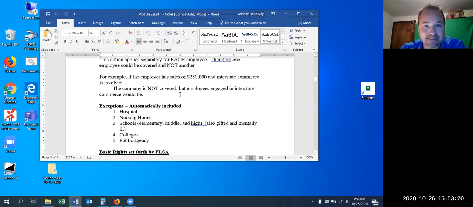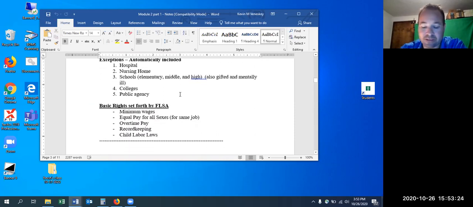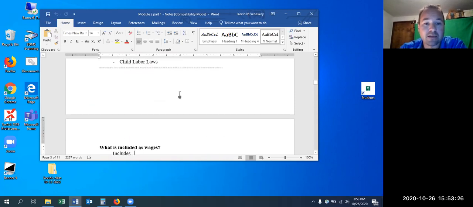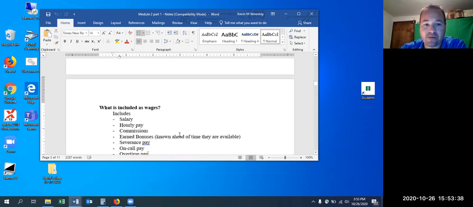Again, it's hard to get to that point. Most companies are going to be covered. So what if you are covered? What does that mean then? Well, these are the 5 things we're going to look at down below, some of the rules that companies have to follow if they fall under FLSA.